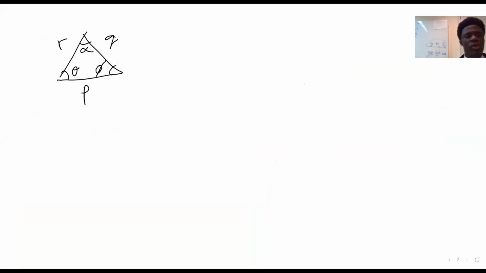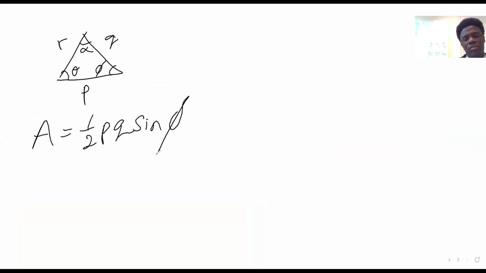So basically, if you have this shape, P, Q, and R, and this is theta, this is alpha, and let's say this is phi, area can be found in three ways. Area will be half PQ sine phi. Maybe I write that as part of the notes.